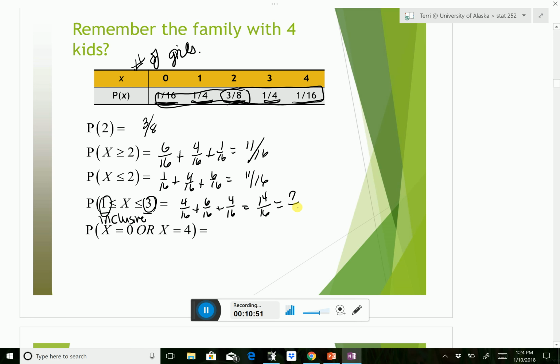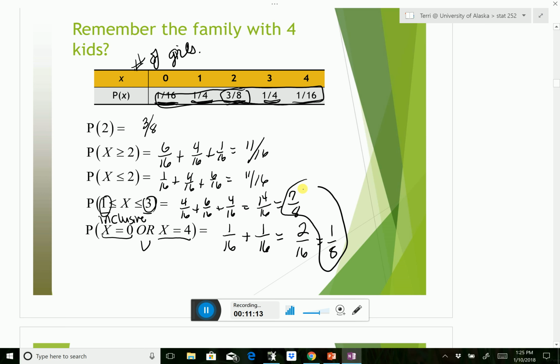going to be 7/8. What is the probability x equals 0 or x equals 4? So that means they have basically all the kids are the same gender, which we already did this problem. That is going to be 1/16. Since these are mutually exclusive and this is a union, we can simply add the probabilities. So we get 2/16 or 1/8.